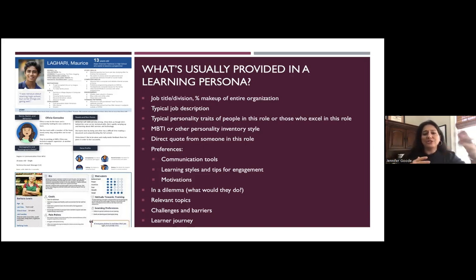You might have their job title or division, like these are our software engineers. This makes up 12% of our population that we're going to be training. What a typical software engineer does, this type of work. And then the people who work in this role or typically work in this role have these general personality traits. They're very attentive to detail. They're very structured. They like a lot of focus, those types of things.